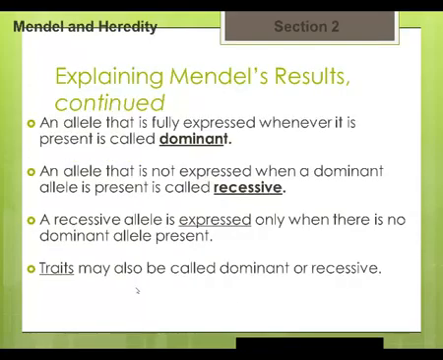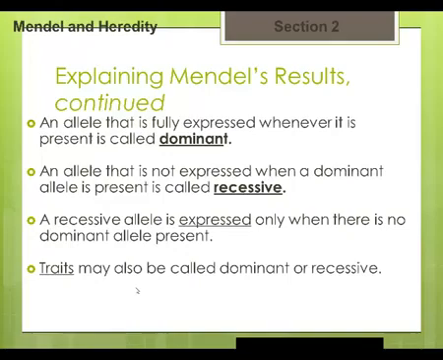Alright, so anytime an allele is fully expressed, whenever it is present, we call that dominant. Anytime that an allele is not expressed when a dominant allele is present, that is recessive. A great example of this is blue eye color. There are more genes than just one that control eye color, but in this instance we can use it just as a basis for explaining dominant and recessive. In order for you to have blue eyes, you had to get a recessive allele from both parents.